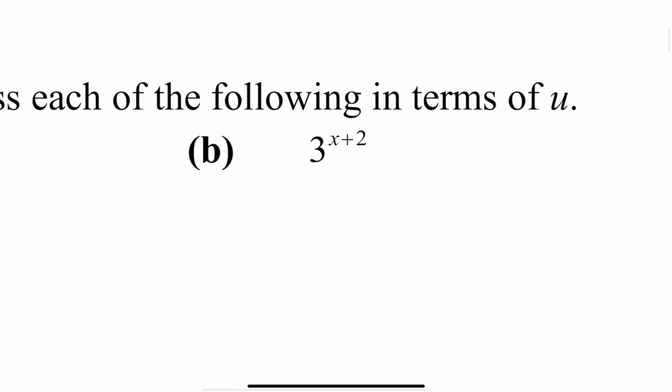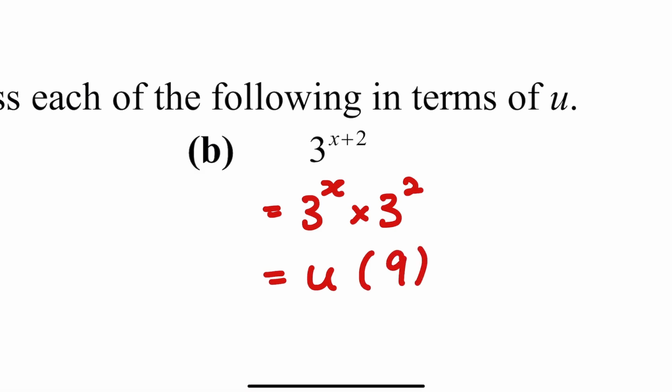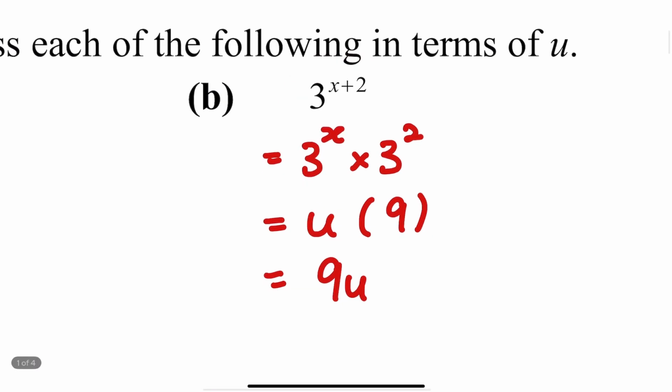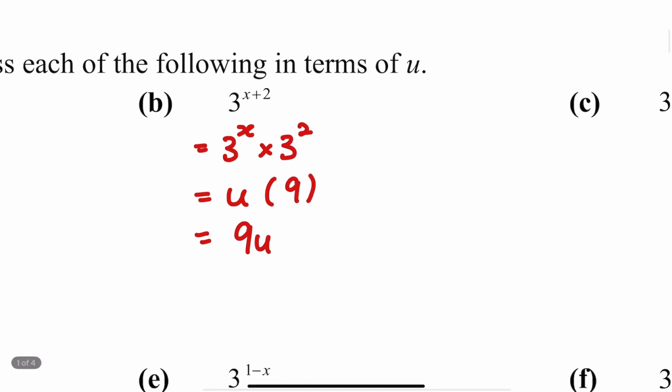Part B, I have 3 power x plus 2. I can simplify this by the law of indices to become 3 power x times 3 squared. Therefore, I replace 3 power x with u. This is simply u times 3 squared, which is 9. And the final answer is simply 9u. So if you observe, 3 power x plus 2 can turn into something much simpler, which is 9u, by using substitution.